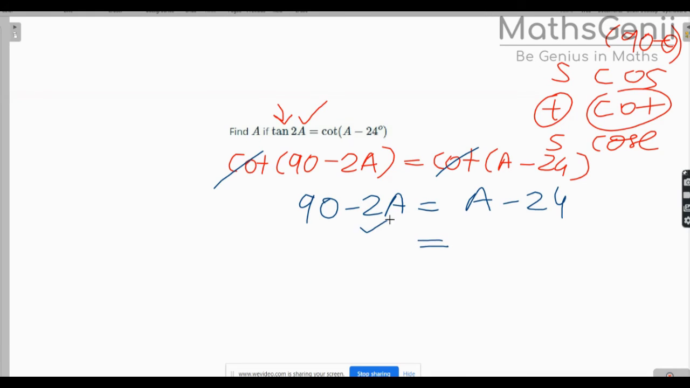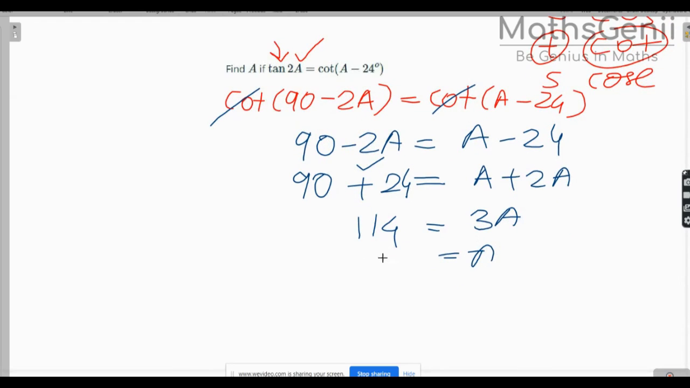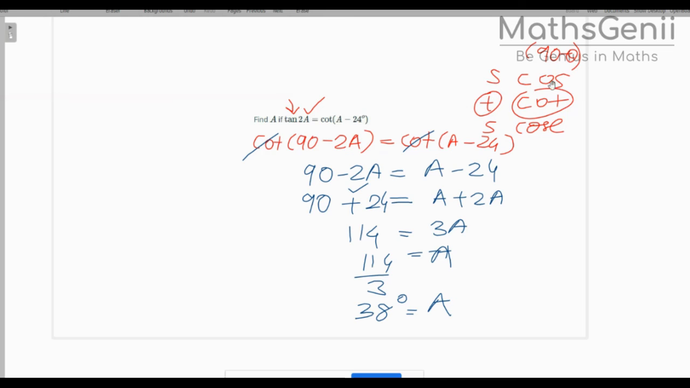So minus 2a goes that side, becomes plus 2a, and 90 minus 24 goes that side, becomes plus 24. 90 plus 24, 114. A plus 2a, 3a. So 3 goes that side and divides. When you divide 114 by 3, you get 38 degrees as A. Remember this sequence: sine, cos, tan, cot, sec, cosec.